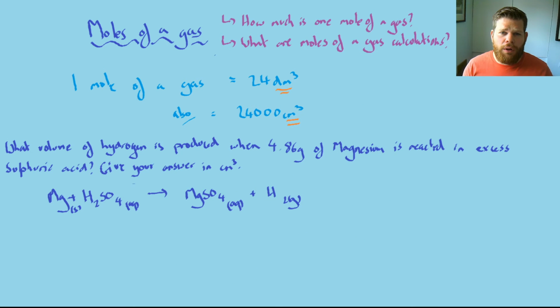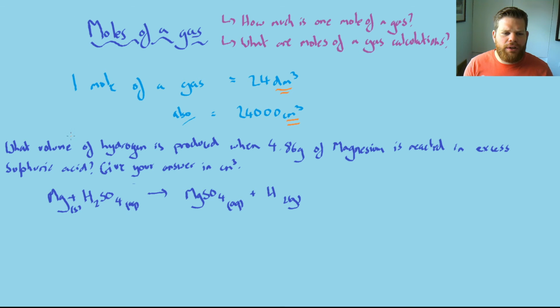Here's an example of a question that sort of brings everything a little bit together. So what volume of hydrogen is produced when 4.86 grams of magnesium is reacted in excess sulfuric acid? Give your answer in centimeters cubed. So let's highlight a couple of things before we get straight into the question itself.